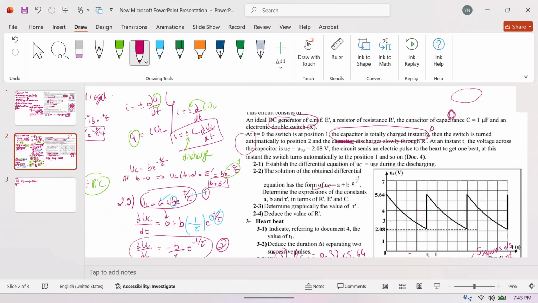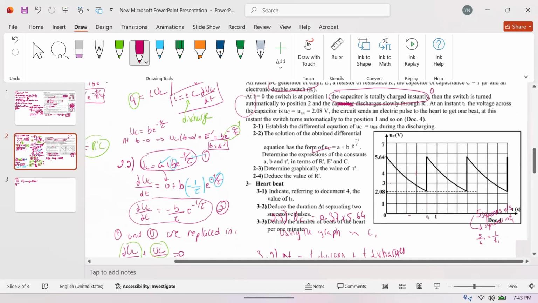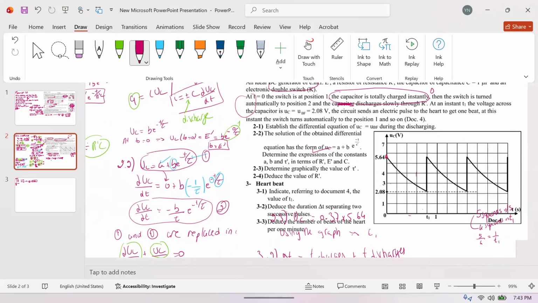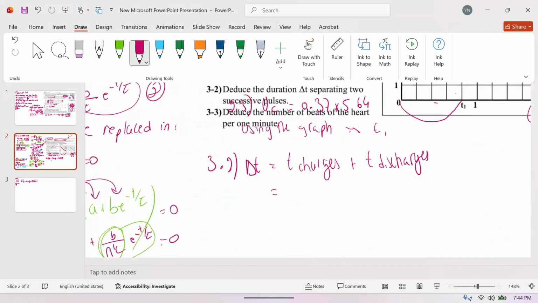It doesn't really count. Then when we discharge the capacitor, I'm having a maximum point, then I discharge and I will get to the bottom of the curve. So it's from when it was 5.64 to when the voltage became 2.08. So it's the time from here to here, which is T1. I already know that. So it instantly charges 0, plus the discharge is taking 0.8. So delta T is 0.8 seconds.